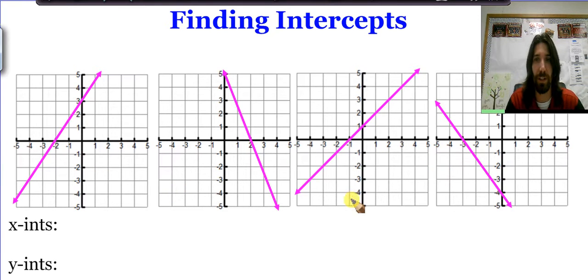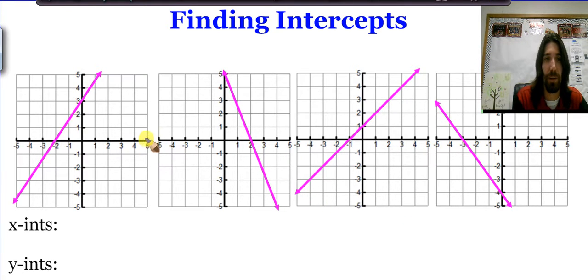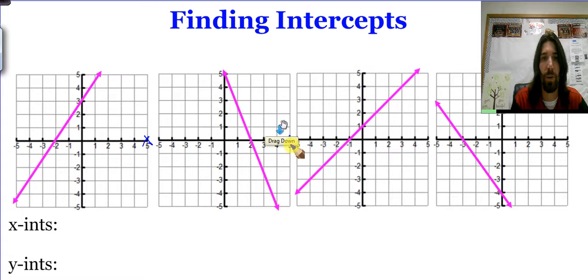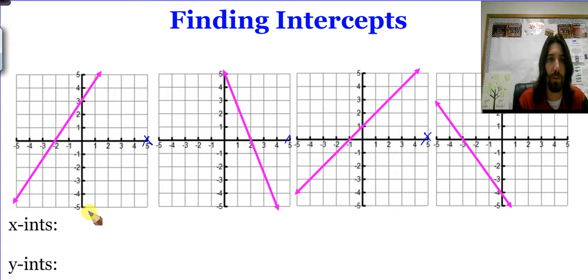I've got four graphs here. The first thing I want to do is identify the x-intercepts. The x-intercepts are where the pink lines, the graphs, cross the x-axis. Remember, your x-axis is the horizontal line down here. So we're looking right here. That's your x-axis. I'm going to highlight the x-axis. It crosses the x-axis right here.